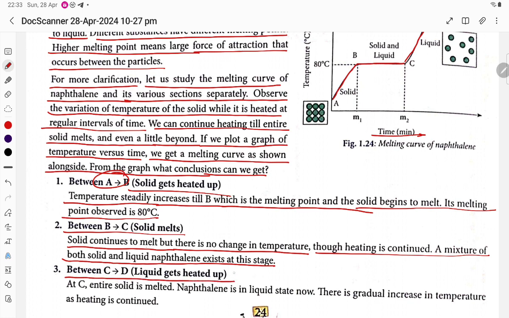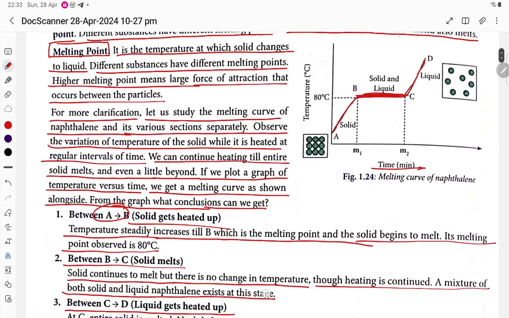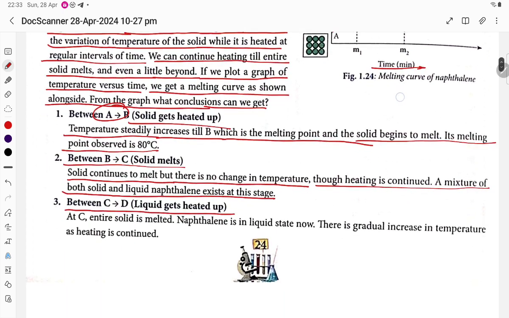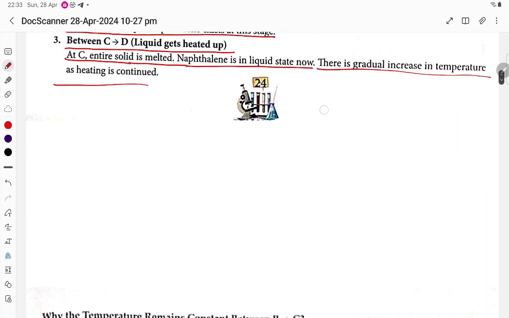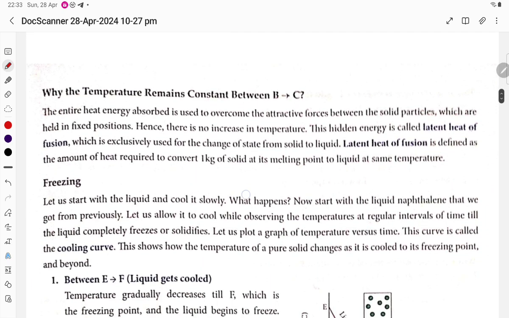Between C and D, this is the liquid state. Now see C and D, what is happening here. At C the entire solid has melted, and naphthalene is in the liquid state. Now there is a gradual increase in temperature as heating continues.